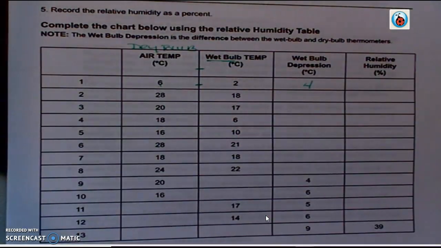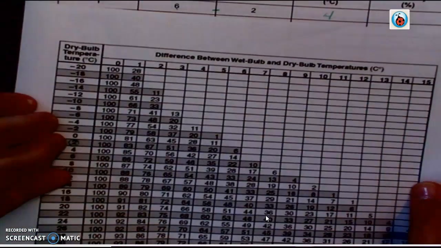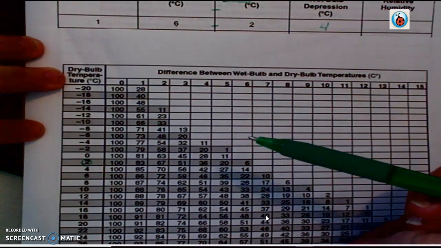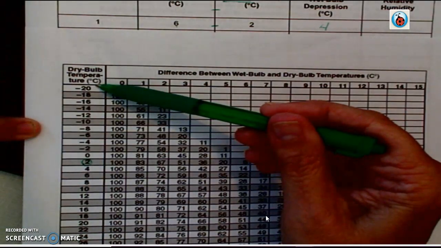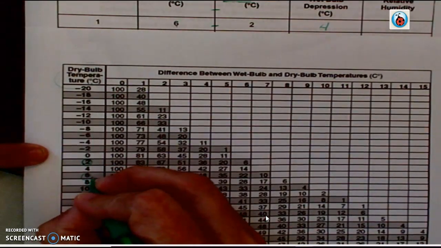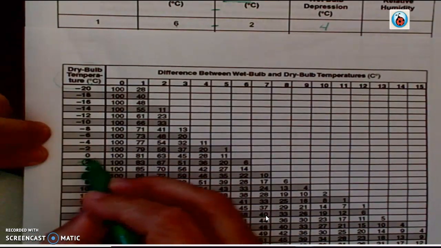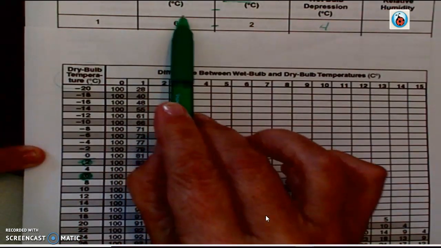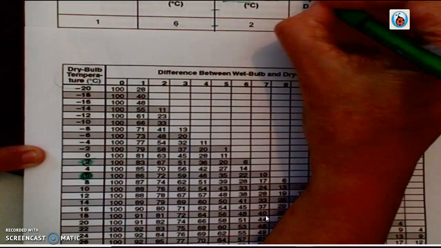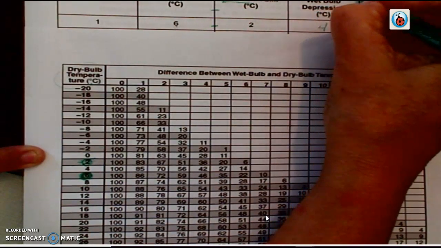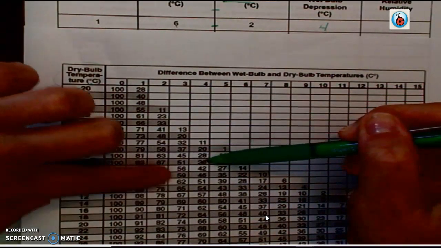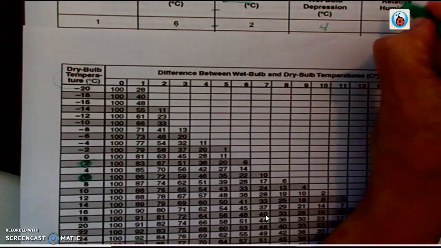Then I come to my chart here. Slide that up a little bit so you can still see. This is where you go down from the dry bulb. So I'm going to come down from the dry bulb temperature and I find 6. I find 6 right here. Not the 2, the 6. Dry bulb temperature was 6. The wet bulb was 2. Wet bulb depression was 4. That was the difference. Here's our difference. So here my difference was 4. So if I come down 4 and go over, there's my answer, 46. So that's going to be 46%.